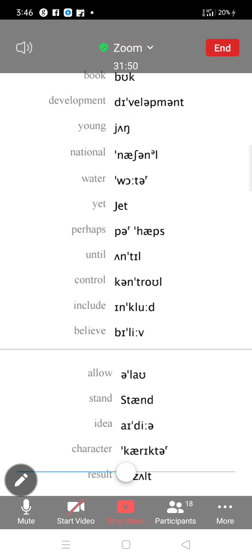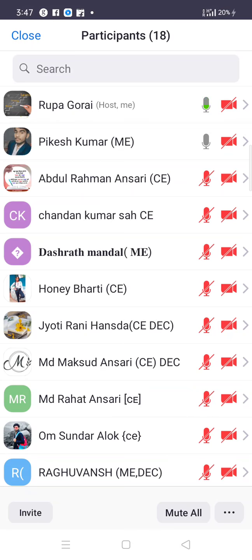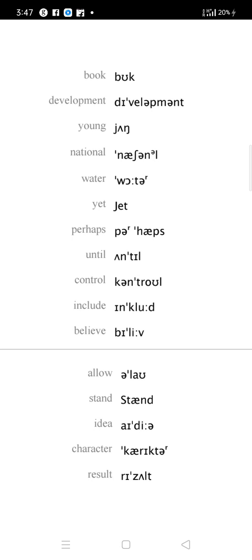Focus on the word water. Now you have to identify how many sounds are used in this word water. How many sounds are there in this word? Two sounds. Who says? PKs is saying there are two sounds. No, there are four sounds actually.